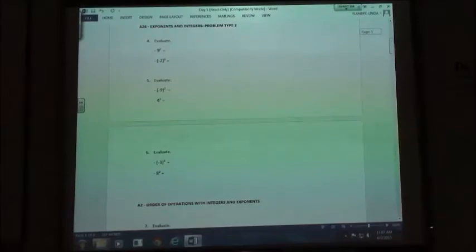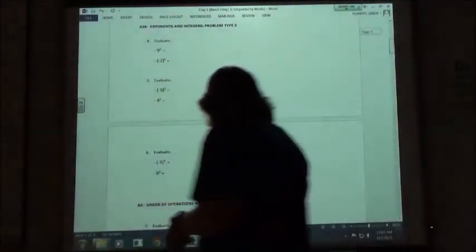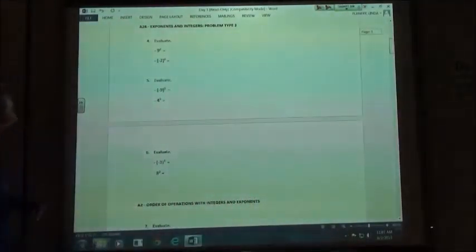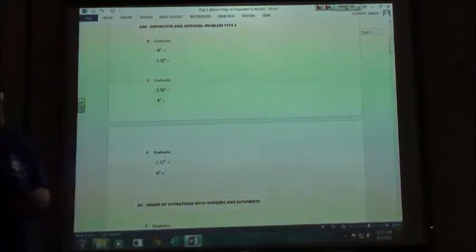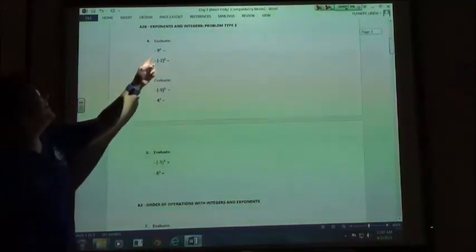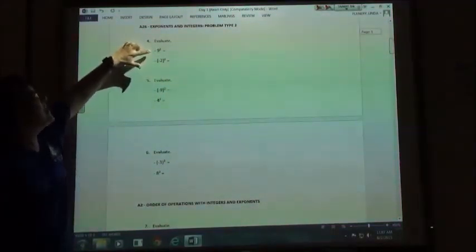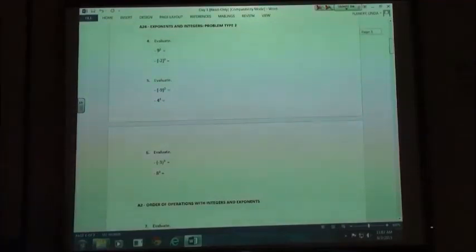I got it. The next one's exponents and integers, problem type 2, because I figured problem type 1 was too easy. I took it off the pie chart. There were really like 900 topics I could have had you do. I didn't think you had the time to do 900. So I picked and chose and sorted it down to 250. I could put it back up if you'd like. No? Okay. Keeping in mind that if my negative is not inside the parentheses, it's really a -1.